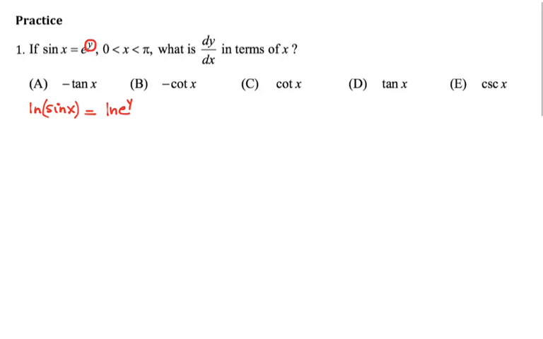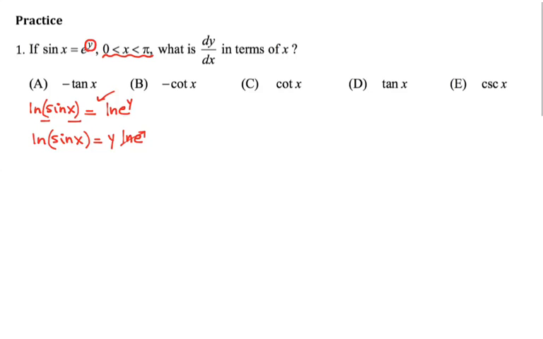Now, I put the parentheses over here because when the angle is 0 through pi, we know the sine is always positive. So therefore, we don't have to have absolute value in this case. Then, by the power rule of the exponent on the logarithm, we can bring y to the front. So here we get ln of sine of x is equal to y ln of e. But as you know, ln of e is equal to 1, so we can simply cancel that out.